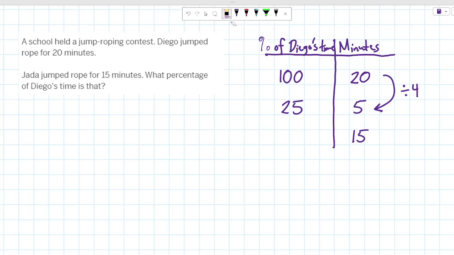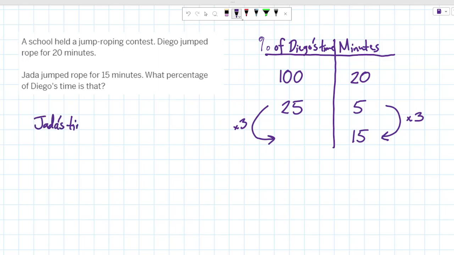So now, how do we get from 5 to 15? 5 times what is 15? 5 times 3. So we can do the same thing with the 25. We would need to multiply by 3. So when you do 25 times 3, you'll have the answer to this problem. And 25 times 3 is 75. So Jada jumped rope for 75% of Diego's time.